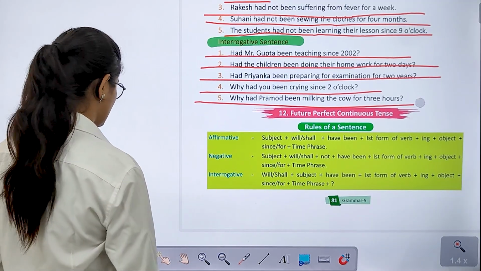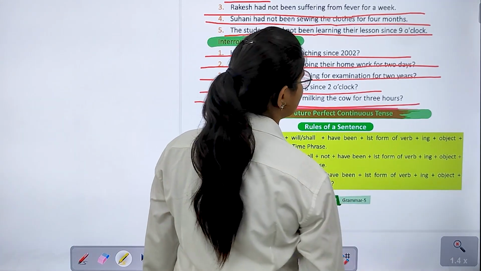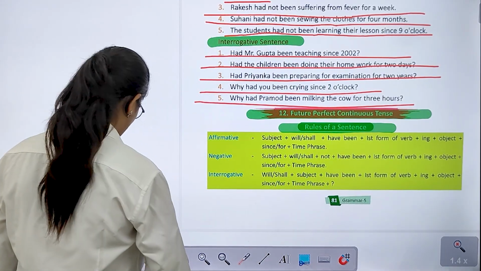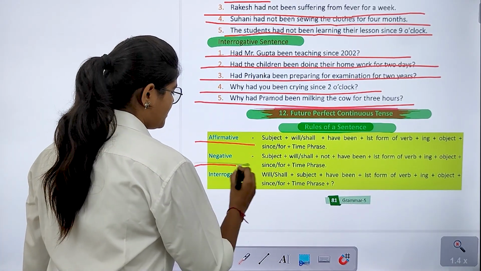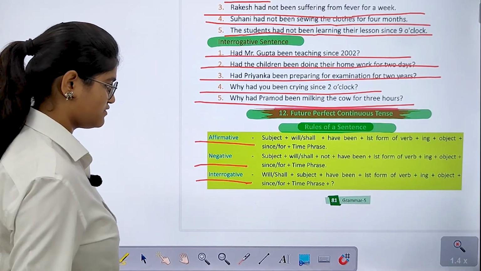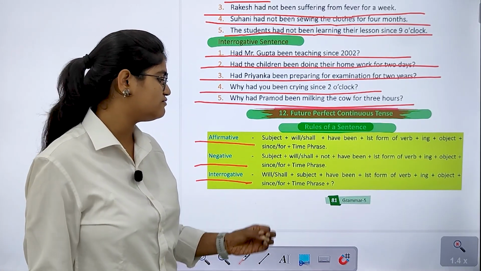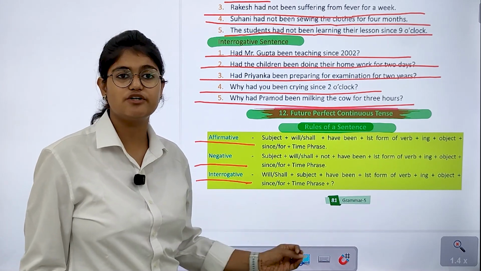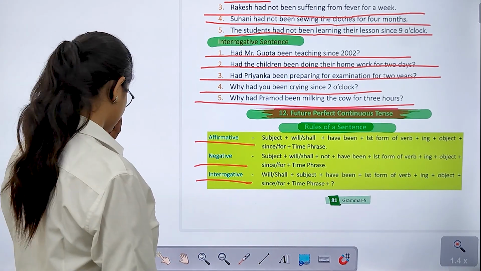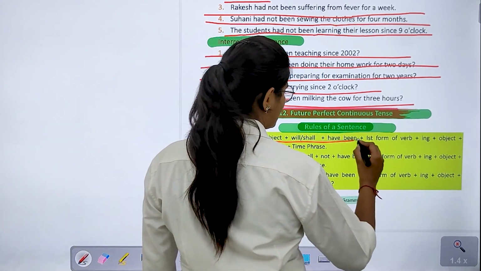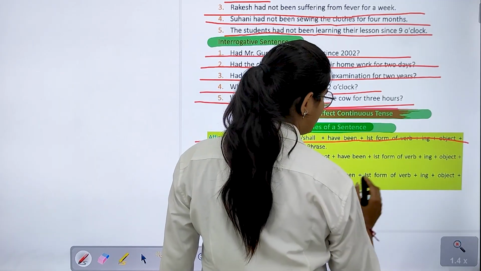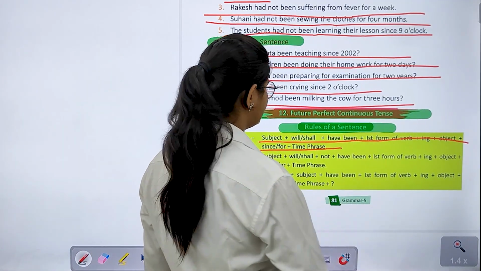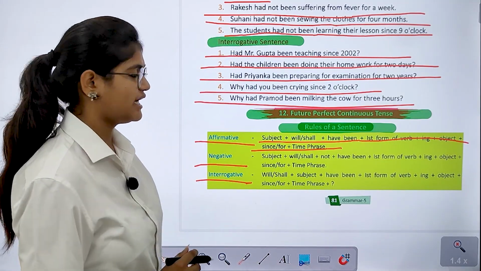Next is the last one, which is future perfect continuous tense, and the rules of the sentence are as given earlier: affirmative, negative and interrogative. Here we only have the will and shall form. We don't have the question word form of interrogative sentence. So it says subject plus will shall plus have been plus first form of the verb plus ing plus object plus since or for plus time phrase.